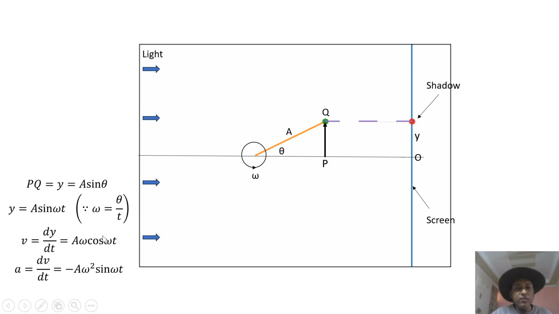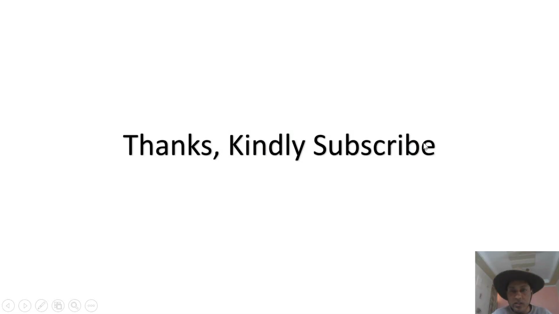So position, velocity, and acceleration, all these three can be found by the application of mathematics, trigonometric rules. This is the reason that the to and fro motion of this shadow is a sort of simple harmonic motion. I hope by this small lecture you have understood the concept of simple harmonic motion.